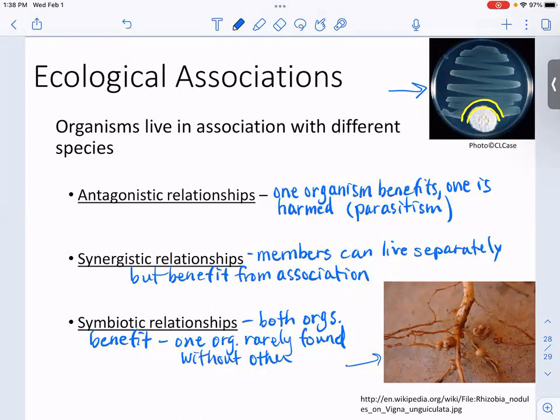There's bacteria in the rumen of a cow's stomach. Cows could not digest grass without the bacteria in their rumen. So again, the organism is getting all the nutrients from the cow, and the cow in turn is able to digest the grass thanks to the bacteria. Same thing, bacteria in the guts of termites. Termites couldn't digest wood without it; it's actually the bacteria that do that for them.